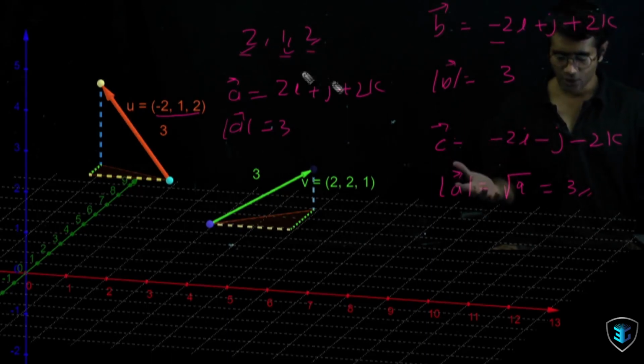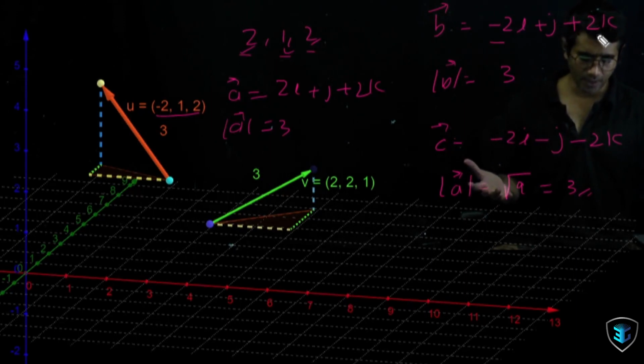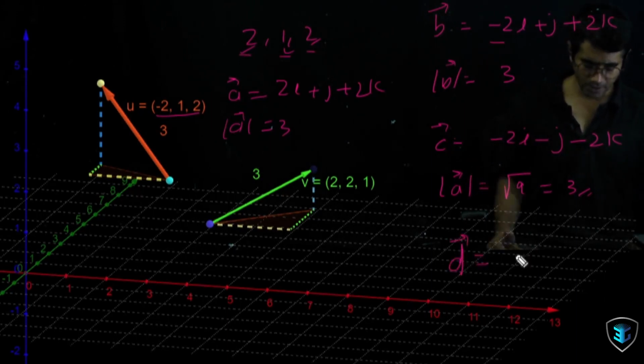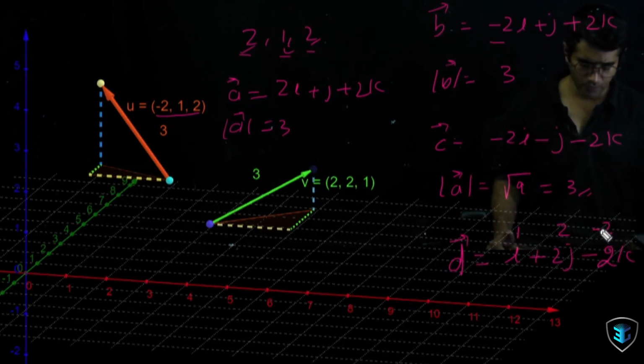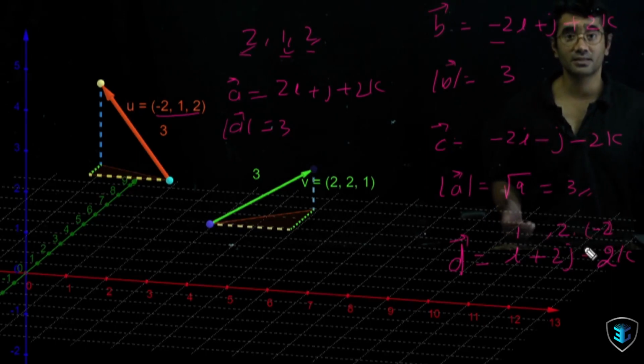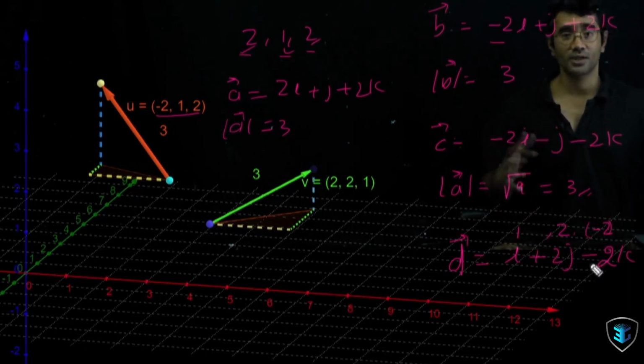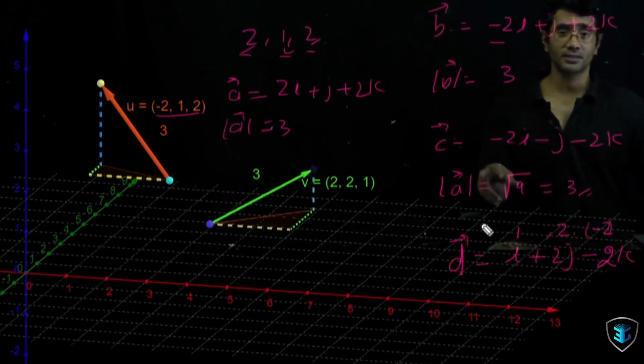They can interchange. You may have it like 2 and 1 and 2, or you can also have another vector, let's say vector d here, which can be written as i plus 2j minus 2k. But I see that 1 and 2 will come here. The only idea is these numbers should be there. Their combination doesn't matter. So that's how we write two vectors with the same magnitude and of course with different directions.